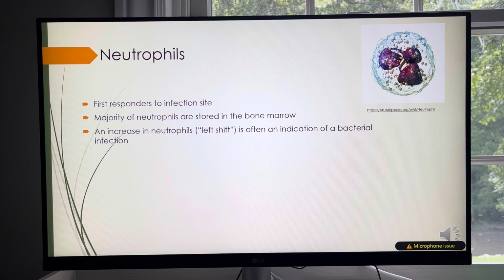Neutrophils are the first responders to the infection site. Now, the majority of white blood cells are neutrophils, so causes for low and high neutrophils are generally the same as leukopenia and leukocytosis. But a very important rule to remember, not just for this upcoming test, but for your clinical profession, is the left shift rule. An elevation in neutrophils is generally indicative of a bacterial infection.